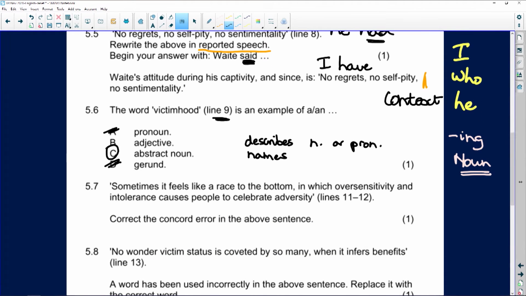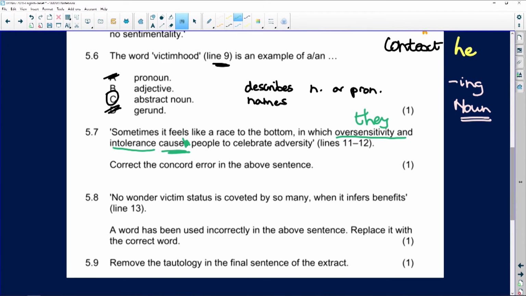Number 7, concord. My gosh, has concord come up tonight, right? Let's look. Have you found it? Have you fixed it? Okay. Oversensitivity and intolerance. I have two things. If I replace that with one pronoun, what would I use? When we've got two things, a boy and a girl, they. Do we say they cause people or they causes people? They cause people. It's a subject-verb concord. Very straightforward. Okay, a word has been used incorrectly. So you know what I do. I use my pen. No wonder victim status is coveted by so many. When there's the problem.